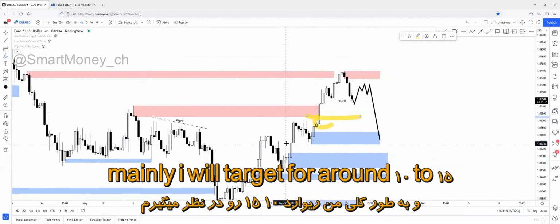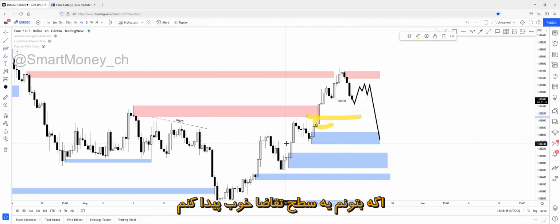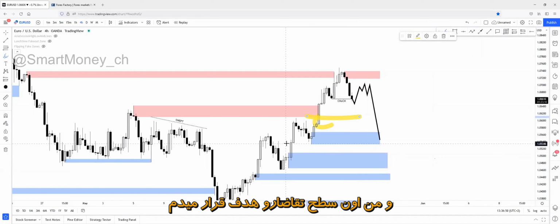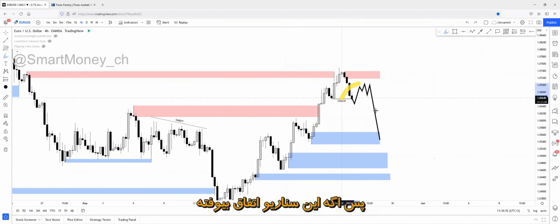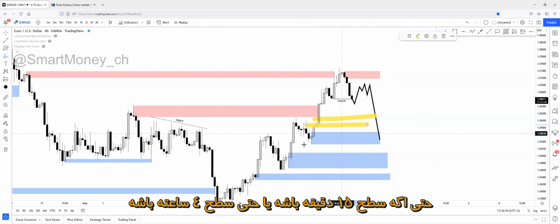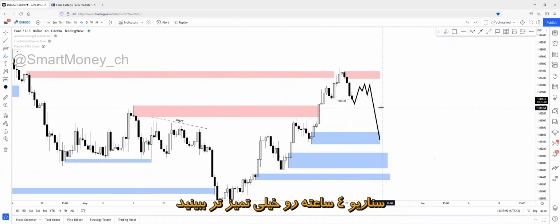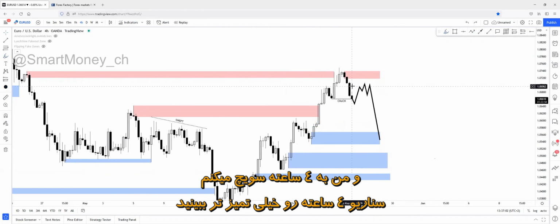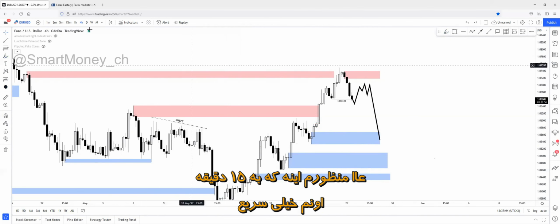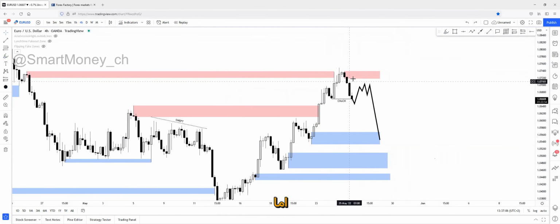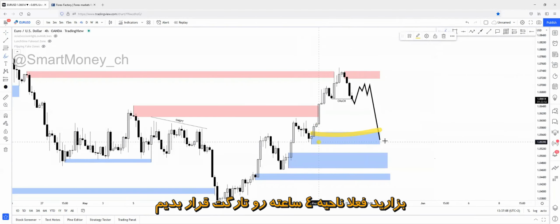And mainly I will target around a 10 to 15 risk-reward ratio. And if I can find a good demand level at 10 to 15 risk-reward ratio, I target that demand level. So if this scenario happens, then you'll be able to target the next recent demand levels, either a 15-minute zone or a 4-hour zone, and you'll be able to see a 4-hour scenario much cleaner. I will switch to the 15-minute pretty soon, but let's just aim for the 4-hour zones right now.